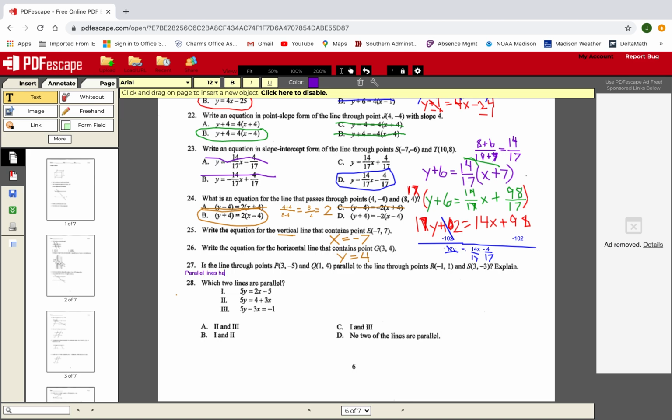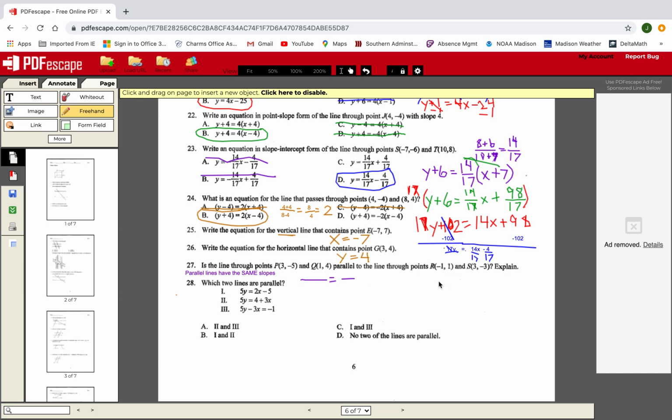lines have the same slopes. So what we need to do here is find the slope of the line that goes through these 2 points and the slope of the line that goes through these 2 points. So we're going to use the slope formula twice. I'm going to make a place to do that real quick with my freehand, and then I'll type everything else. So I'm going to have y2 minus y1 over x2 minus x1, and then I will simplify that.